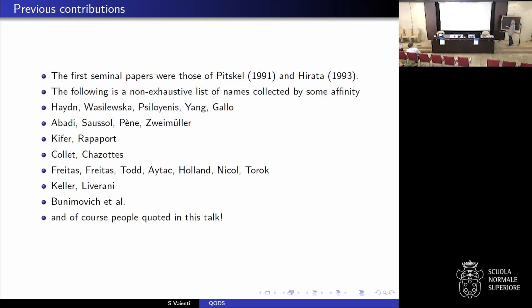Then, for instance, with Nikolai, we did some work on this topic. Then Nikolai continued with his collaborators. Then Abadi, Saussol, with Françoise and Müller also made a strong contribution in this field. Then there is some other work by Kifer and his students, and fundamental work by Collet and Chazottes, where they looked at this problem for the Hénon map. I will tell you in a moment why. A few years ago, people working in extreme value theory came into the field, and these are the people who made contributions in this field.